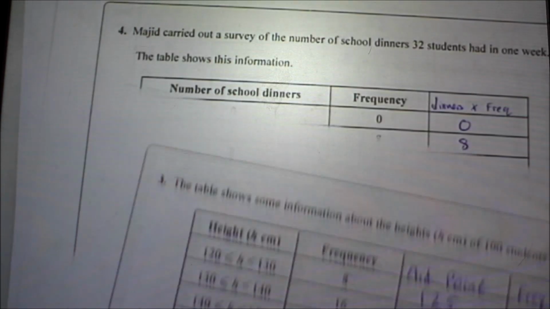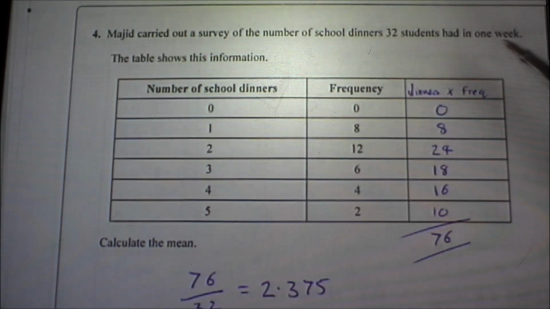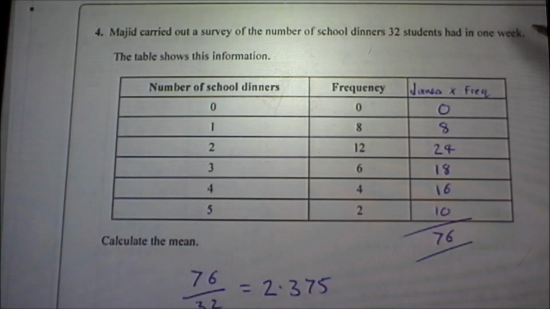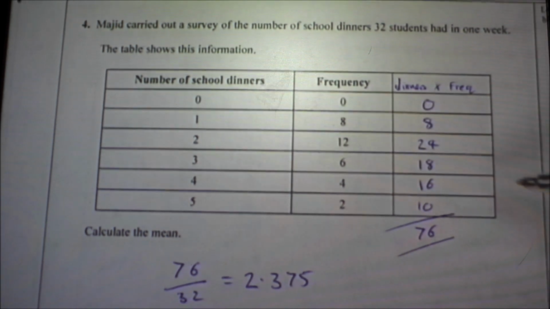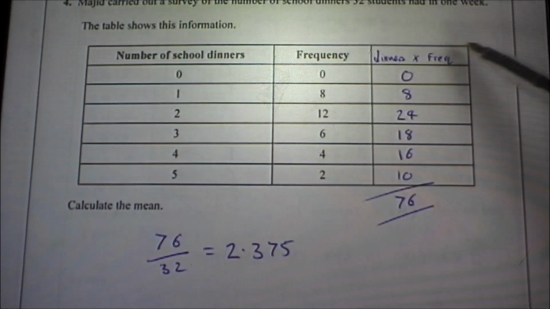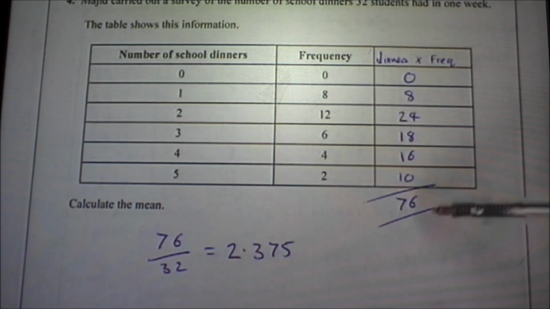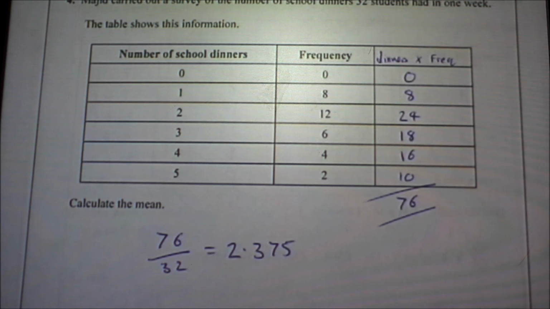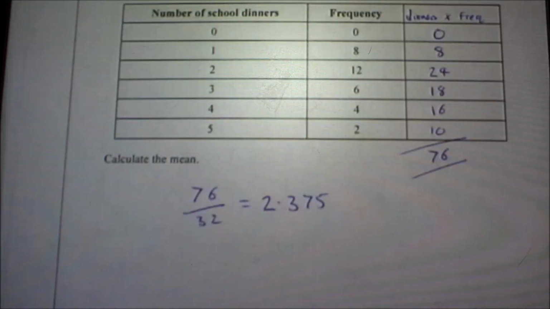Question 4. There's a survey on the number of school dinners 32 students had in 1 week. Majid has done this table of information. Calculate the mean. This is just mean of data. So you multiply across, add it up, divide by 32. So you should have got 2.375. That's your final answer for that one.